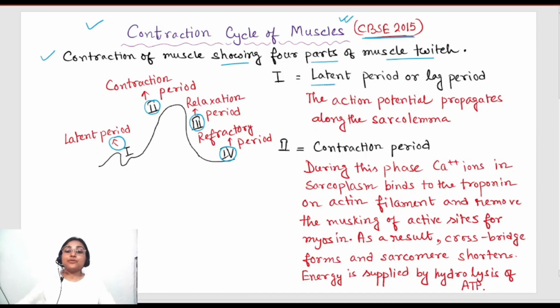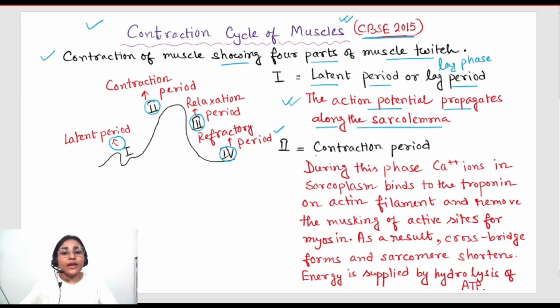So the first phase is the latent period or the lag phase. During this phase, the action potential propagates along the sarcolemma. So here the action potential that initiates the muscle contraction propagates along the length of the sarcolemma, along the length of the muscle cell.